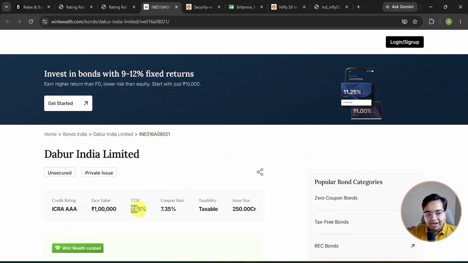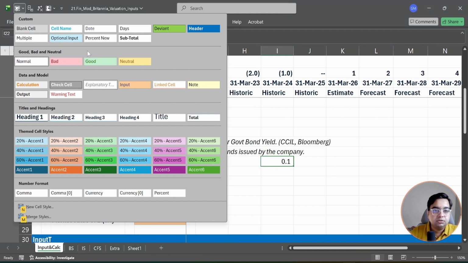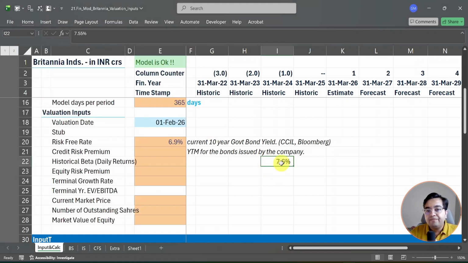And when we look at its YTM, it is 7.55%. So 7.55% could be used as a proxy for the cost of debt for the company, right? Now, this is what the total cost of debt is going to be, 7.55%. Now, this 7.55% will also include something which is called the risk-free rate as well.